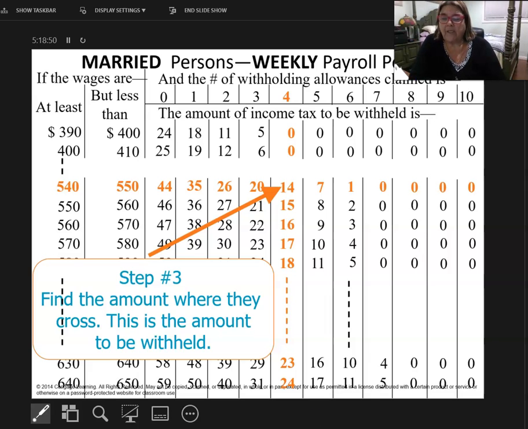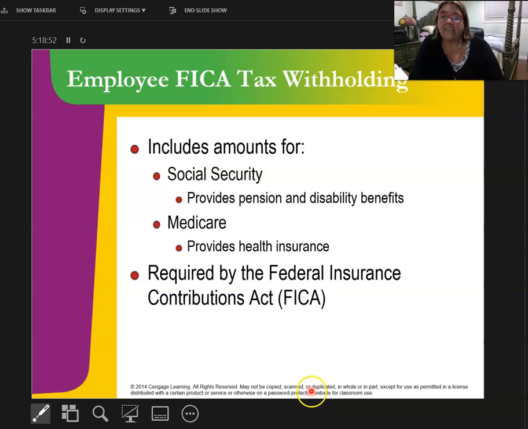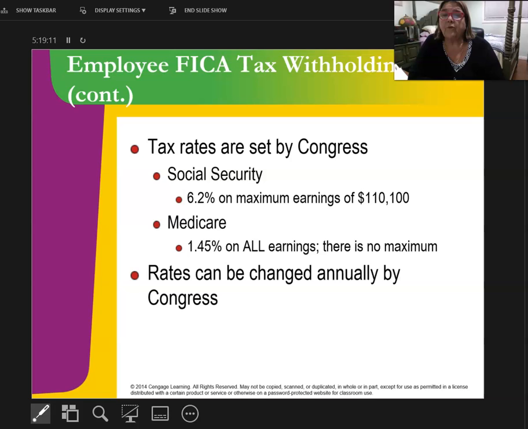Next taxes we're going to look at are called FICA taxes. This involves Social Security and Medicare, and it stands for Federal Insurance Contributions Act, because you are actually contributing. So this money here, the FICA, Social Security, and Medicare, is your money that you will pay into Social Security and Medicare. Right now, here are the percents.